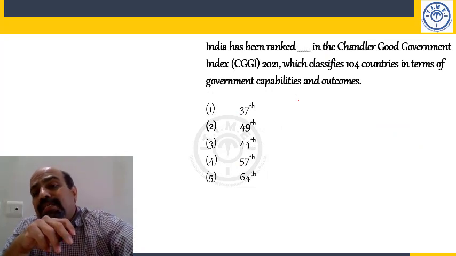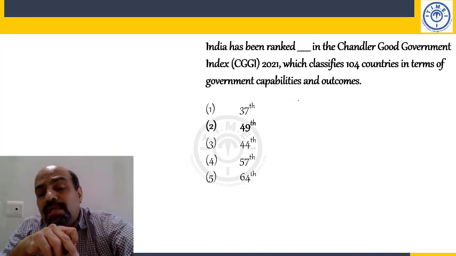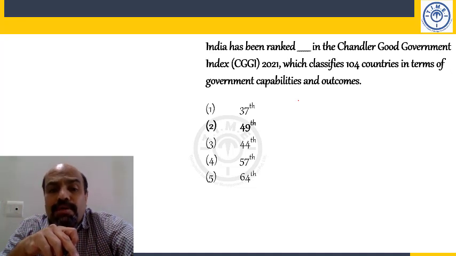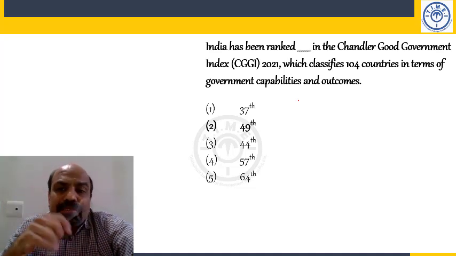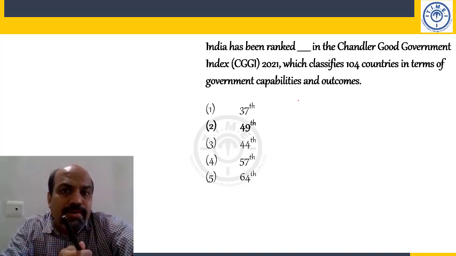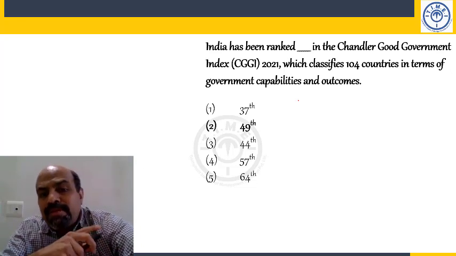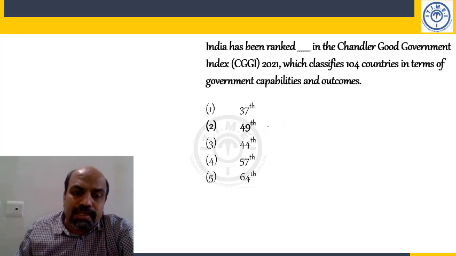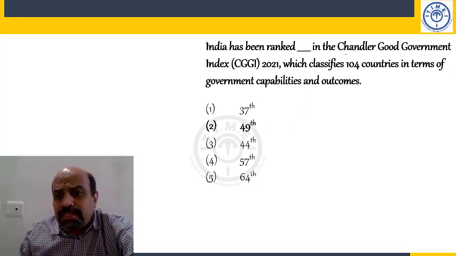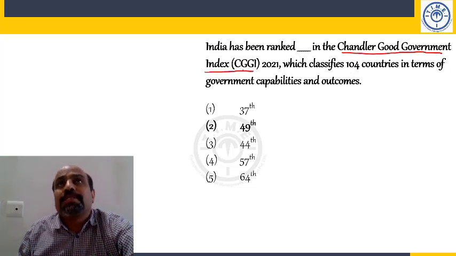India has been ranked in the Chandler Good Government Index 2021, which classifies 104 countries in terms of government capabilities and outcomes. Now, this is a very dicey subject. The understanding of what a government should be doing is quite different in the West and in our part of the world. But anyway, our rank was 49th. You could write this title, Chandler Good Government Index.